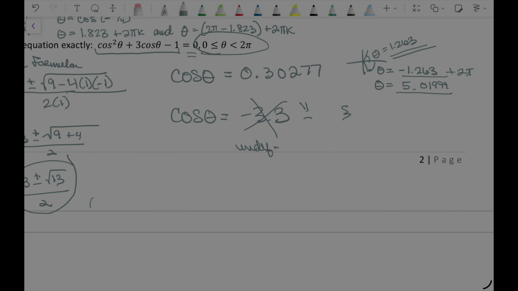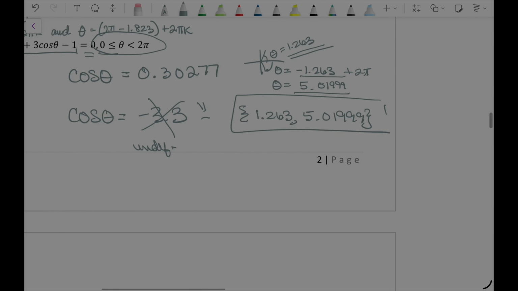So my solution set is 1.263 and 5.01999. Could I write the generals? Sure. They're not asking for that, but if I was going to write the generals, I would say this plus 2 pi k, this plus 2 pi k, and those would be the two generals.